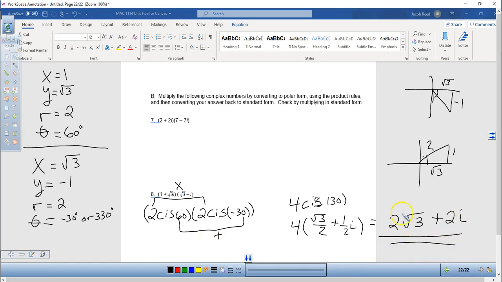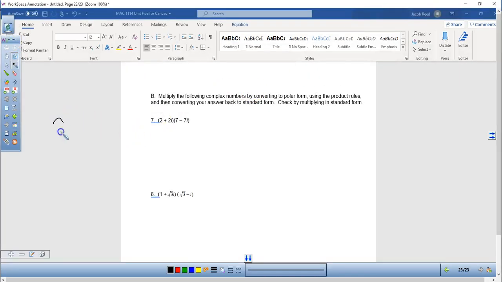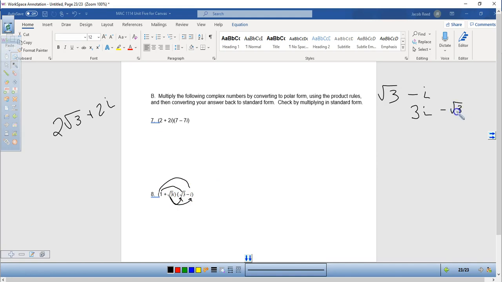Okay, so remember this for just a moment, 2 square root of 3 plus 2i, because I'm going to make all this disappear, and then I'm just going to multiply these together to see if we get the same answer. So 2 root 3 plus 2i. Okay, let's multiply these together. 1 times square root of 3. And then 1 times negative i is negative i. Square root 3i times square root of 3 is 3i. Square root 3i multiplied by the negative i is negative square root 3i squared.